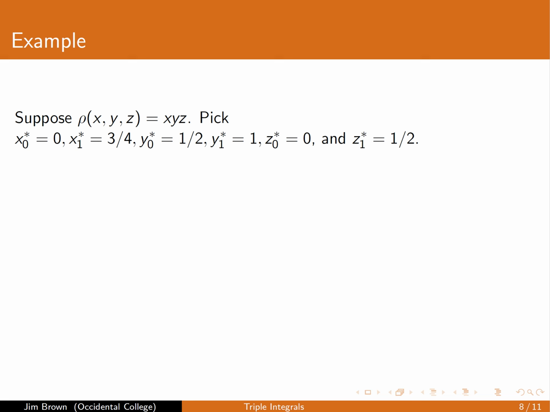So let's go ahead and let rho be the function just x, y, z. That's our density function. And now when we pick our values here, remember x0 star has to just be anything between 0 and 1/2, including the edge point. So I take that to be 0. And x1 star has to be anything between 1/2 and 1. So we'll just pick that to be 3/4. And similarly, we pick some other values. You could pick anything here. These were just the ones I happened to choose.